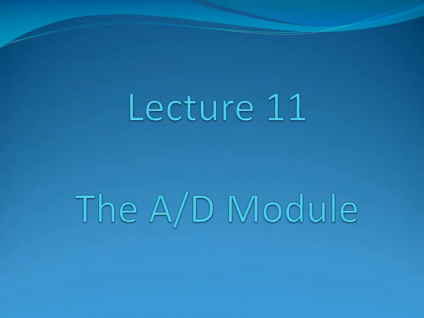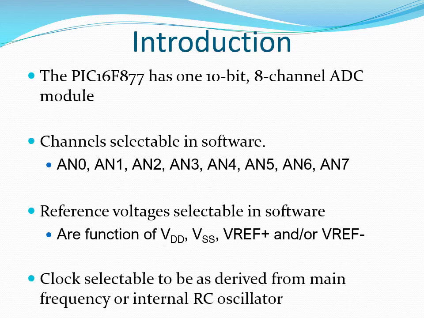In this lecture, we are going to look at the ADC module on the PIC 16F877 microcontroller. The PIC 16F877 has one 10-bit ADC that can convert analog inputs from 8 possible channels into a digital output. The channels are named AN0, AN1, AN2 through to AN7. The channel currently being converted by the ADC is selected in software.